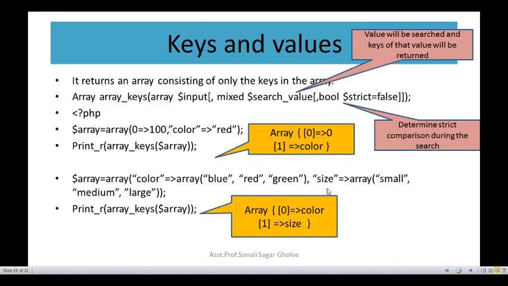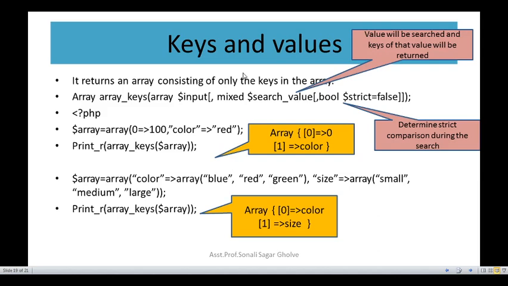Next is keys and values. Where we are using the keys and values. Okay. It returns an array consisting of only the keys in the array. How to return the keys of the array? Here is the function array_keys, array $input, this is your input array, mixed $search_value. The value will be searched and keys of that value will be returned. Next is boolean $strict false. These are optional parameters. They determine strict comparison during the search.